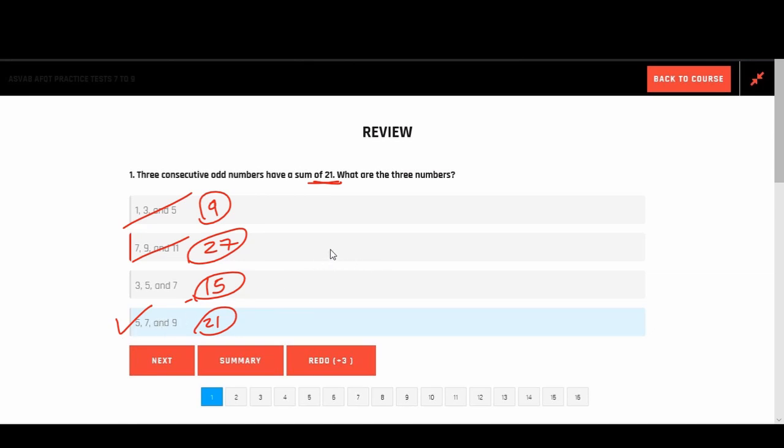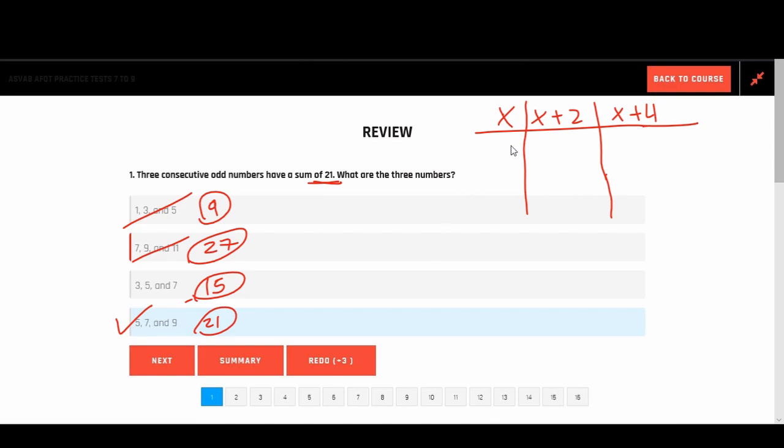Now, if you have an algebraic mind, you can set this problem up like this. Let x be the first consecutive odd number. If we let x be the first consecutive odd number, that means x plus 2 is going to be the next odd number, and x plus 4 is going to be the third odd number. Because if you let x equal 1, 1 plus 2 will get you 3, and 1 plus 4 will get you 5. 1, 3, and 5 are consecutive odd numbers.